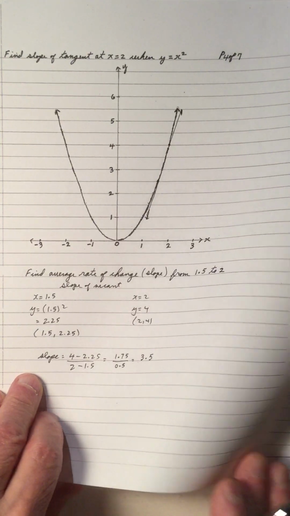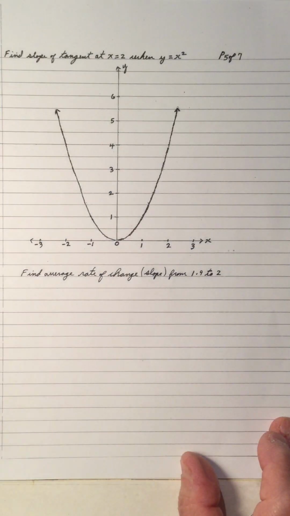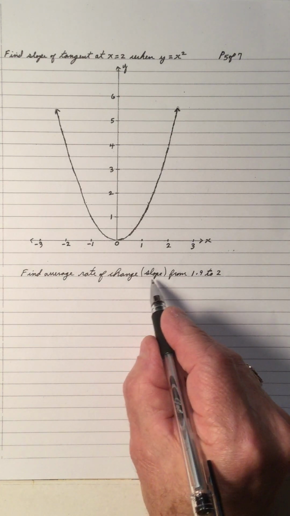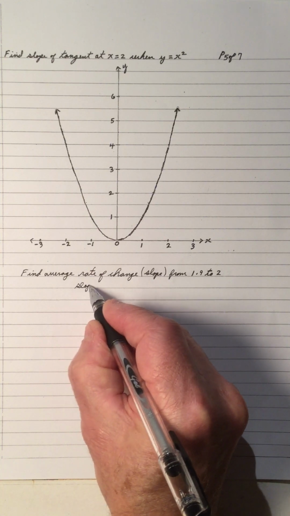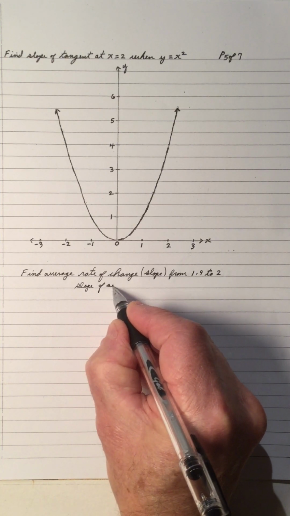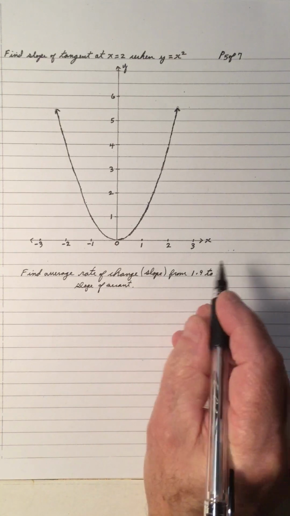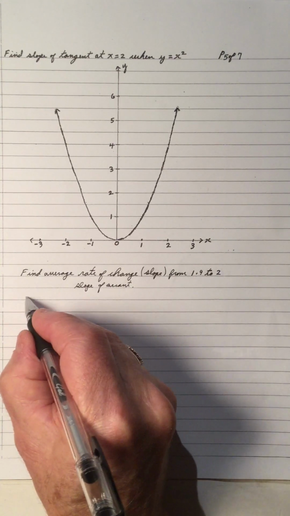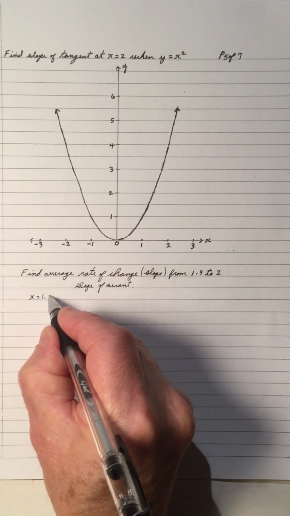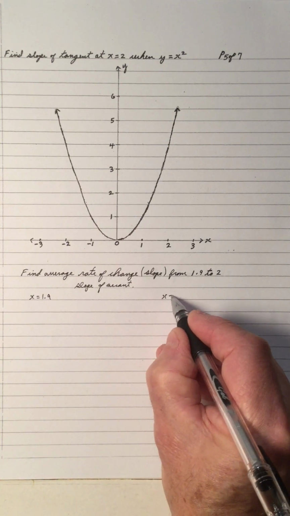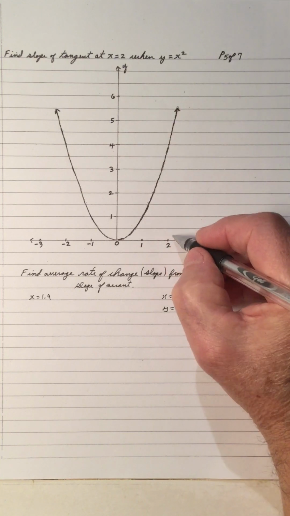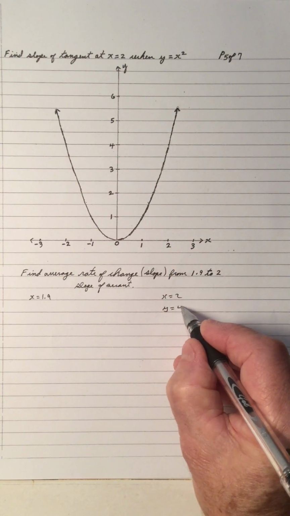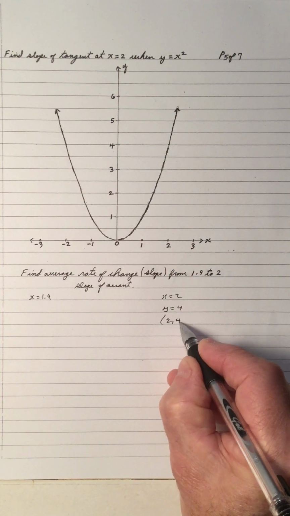So let's continue, let's get closer and closer. Now we're going to look at the average rate of change of the slope from 1.9 to 2. Again, we're looking at the slope of the secant, which is the line cutting the curve at 2 points. So we have x equals 1.9, and we have x equals 2. We know what 2 is: 2 squared is 4, so 2 gives us a 4. We know what that point is because we worked it out.